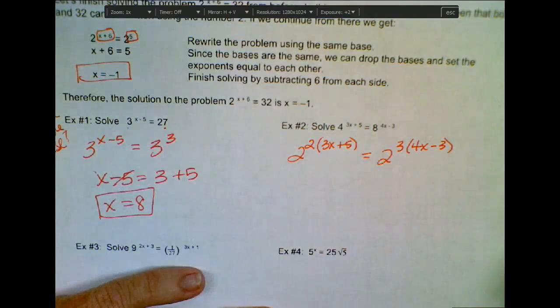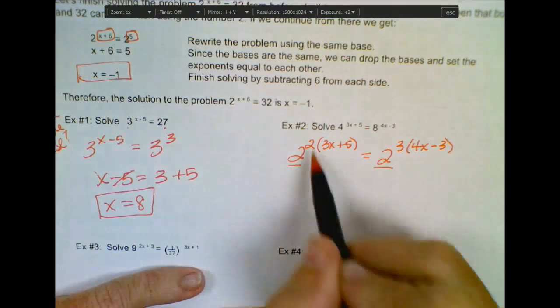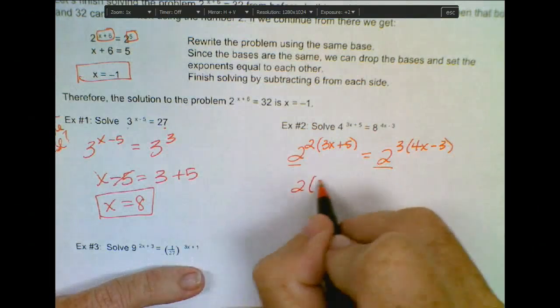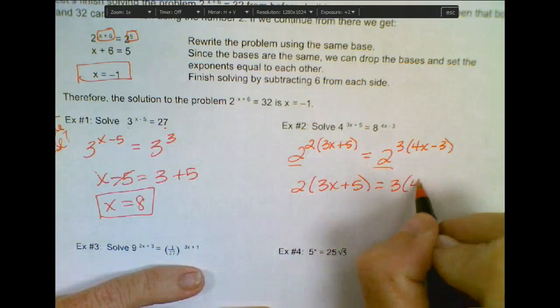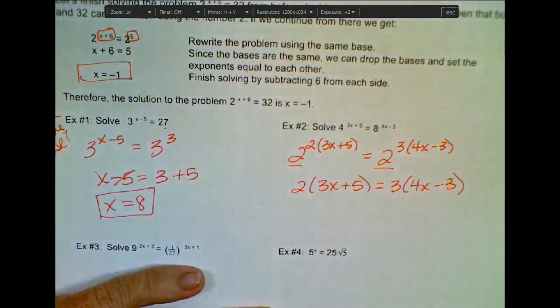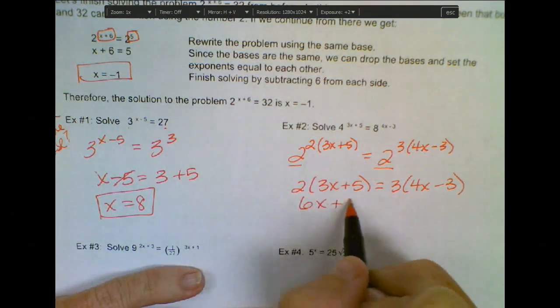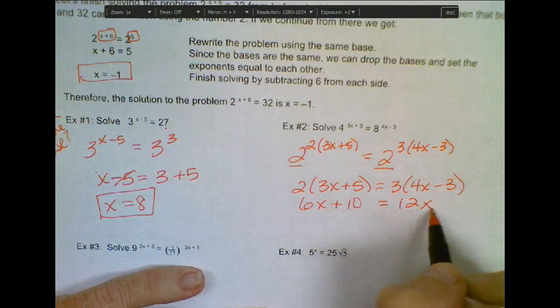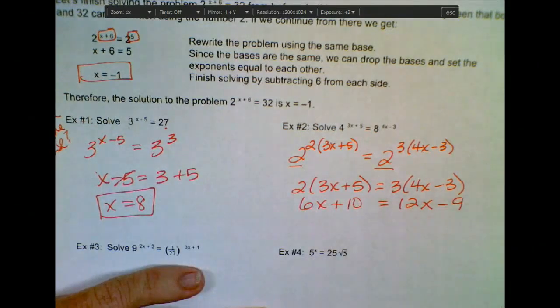And again, using parentheses, we're going to do that. Once you have the same base, you're going to pull everything down. So you have 2 times (3x plus 5) equals 3 times (4x minus 3). Then you're simply solving. This is easy. Been doing this forever. Not difficult. So you get 6x plus 10 equals 12x minus 9.